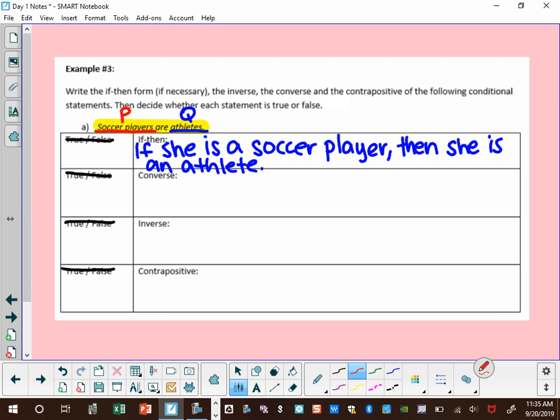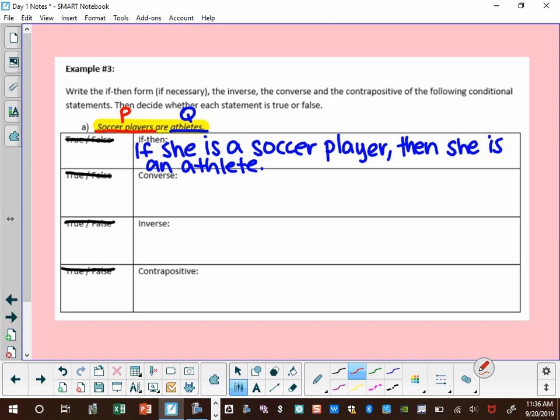So now that's my conditional statement. My P is going to be she is a soccer player. My Q is going to be she is an athlete. Brian, we just started, so turn to example 3. We're doing the second part of thing 1. Take out your blue sheet too.